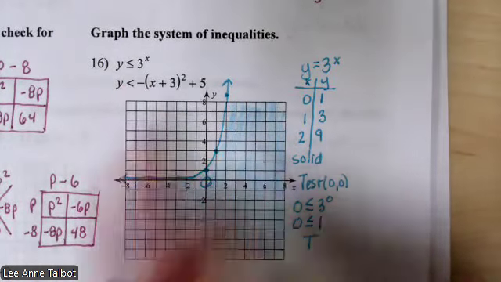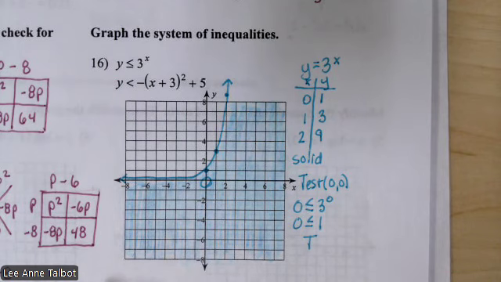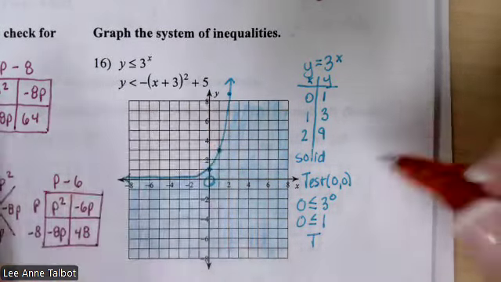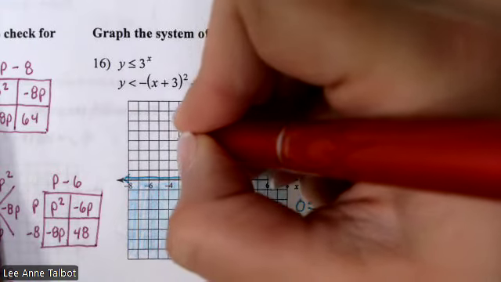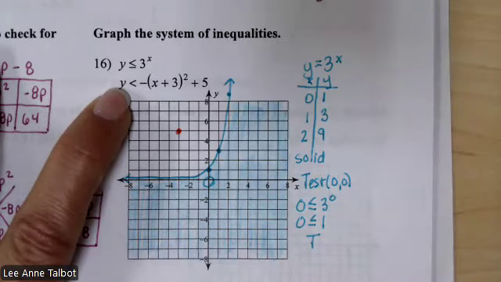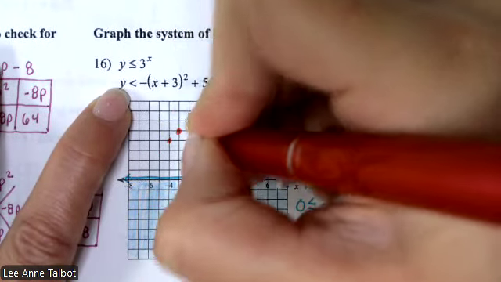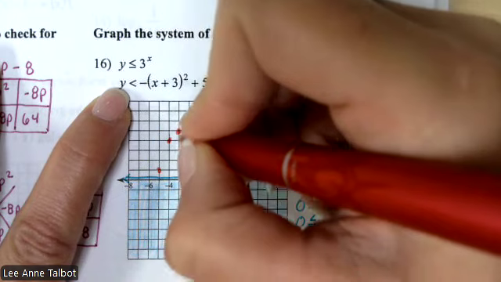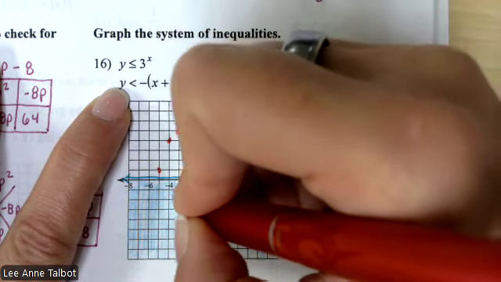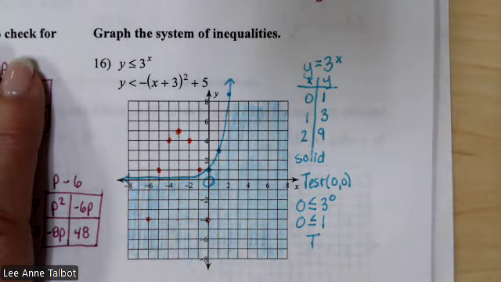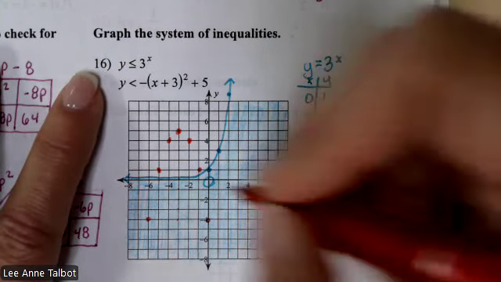Okay, now for the parabola, I'm going to use the A=1 trick to graph it. My vertex is at -3, 5. And it's going downward, so down 1/1, 4, 9, and dashed.